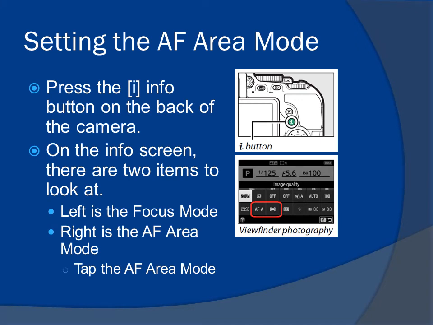Setting the AF area mode. On the back of the camera, press the I button. On the info screen, there are 2 items to look at. The left, in the red square, is the focus mode. Right is the AF area. Tap the AF area mode.